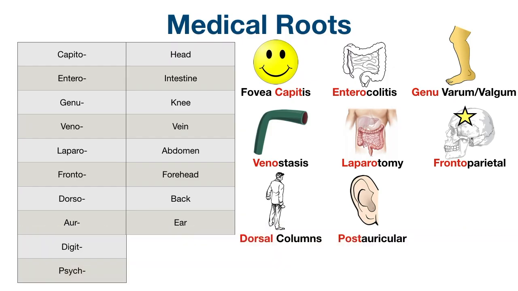The next root is digit, which refers to finger or toe. We sometimes use our fingers to count digits or numbers, so this can help you remember digit refers to fingers and toes. You're going to see this root used in anatomy, especially of the hand. For example, the flexor and extensor digitorum muscle groups help to flex and extend the digits and wrist.